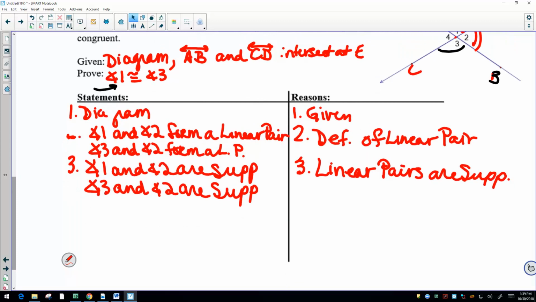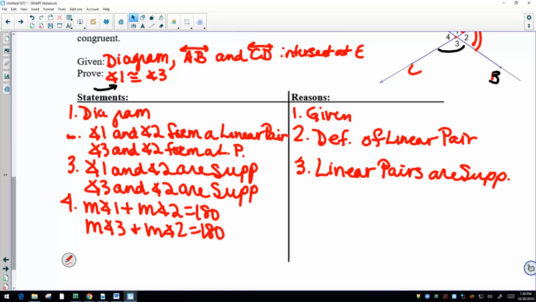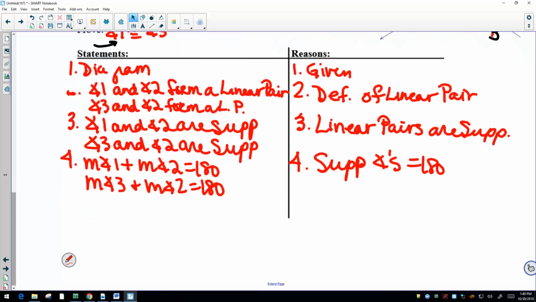Okay, so what do we notice about supplementary angles? Well, we know supplementary angles add up and equal 180 degrees. So I'm going to say that for both. Angle 1 and angle 2 add to equal 180. Angle 3 and angle 2 add to equal 180. And this, we could just say, well, we know supplementary angles equal 180. Just explaining again what we know. Keep in mind, we're trying to get 1 and 3 to be the same size. That's our idea. We're trying to prove that they're congruent.